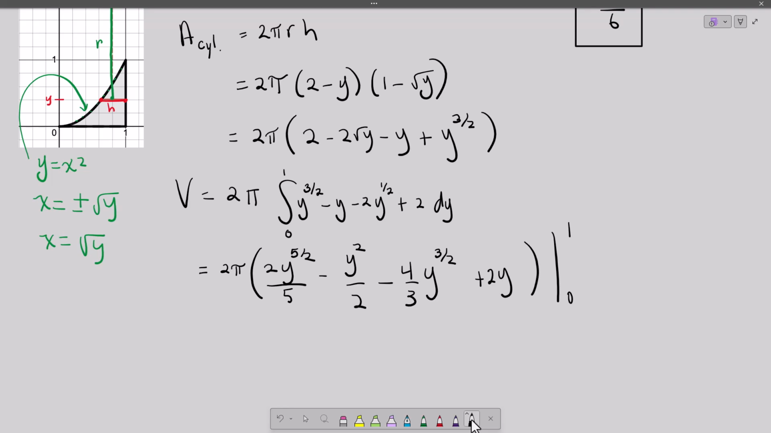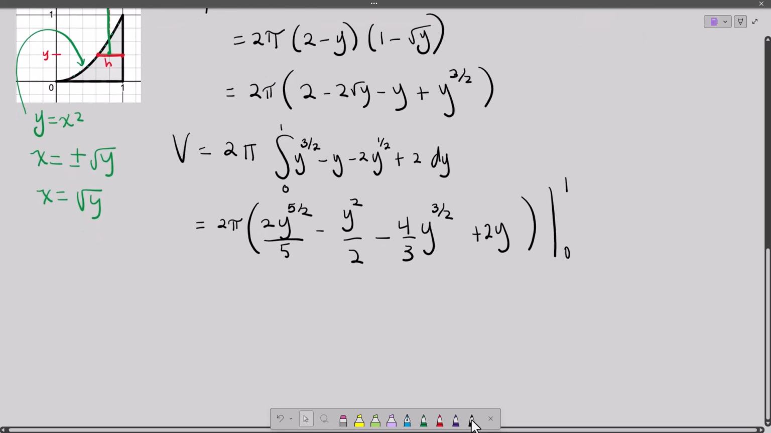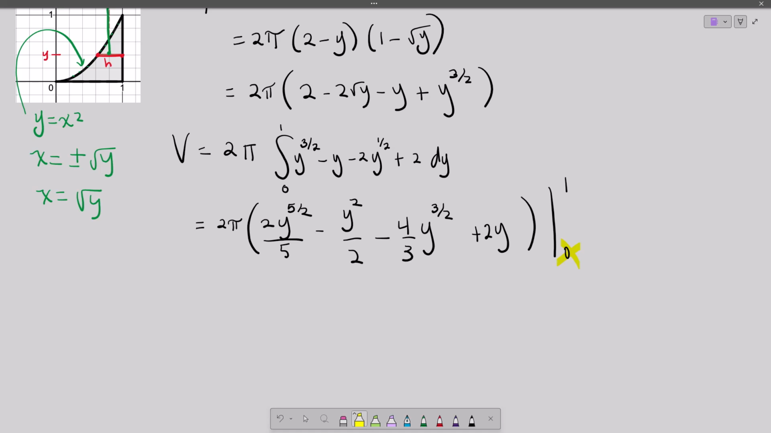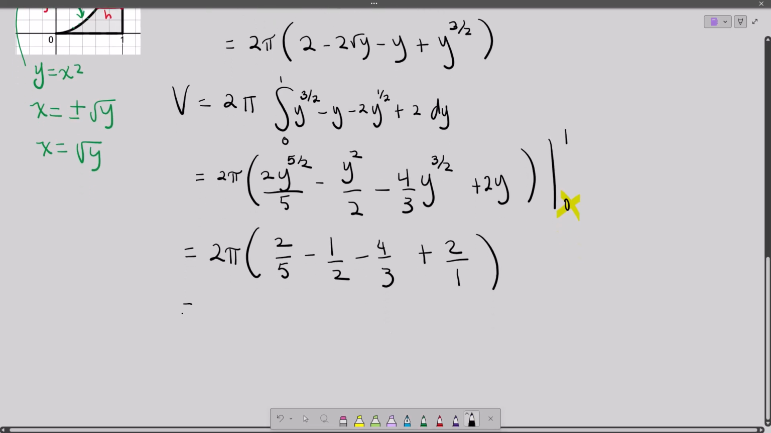Fundamental theorem of calculus: plug in the 1, plug in the 0, take the difference. When we plug in 0, we get 0, so that's not going to give us anything. So we just have some crazy arithmetic to do here. We'll have 2 pi, 2/5 minus 1/2 minus 4/3 plus 2, that's going to be over 1. We'll get a common denominator. I'll do that arithmetic during the break.